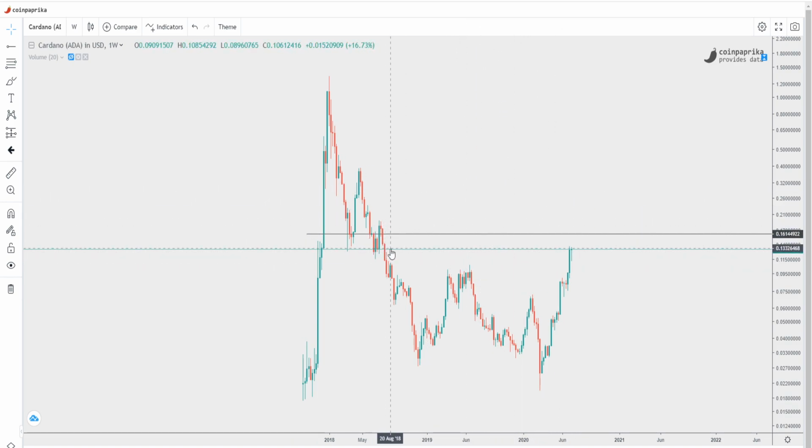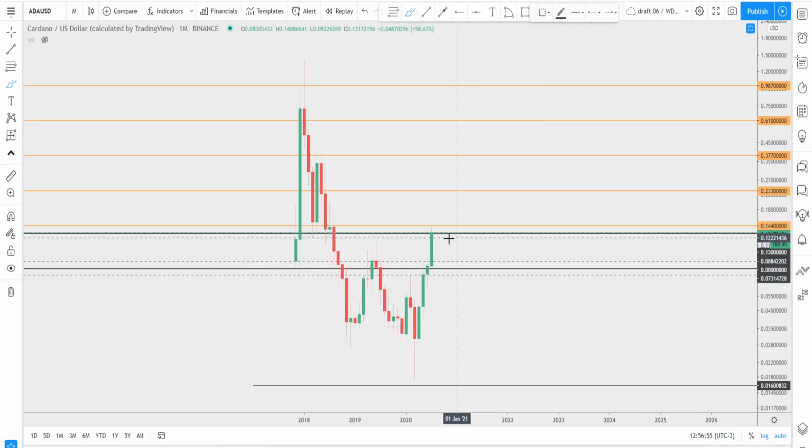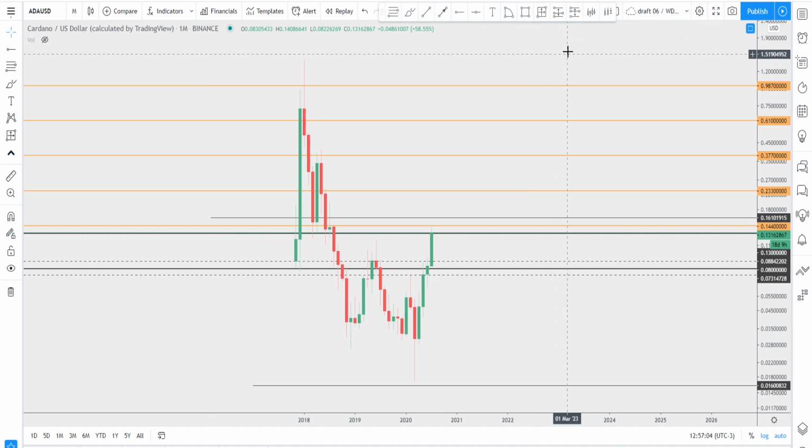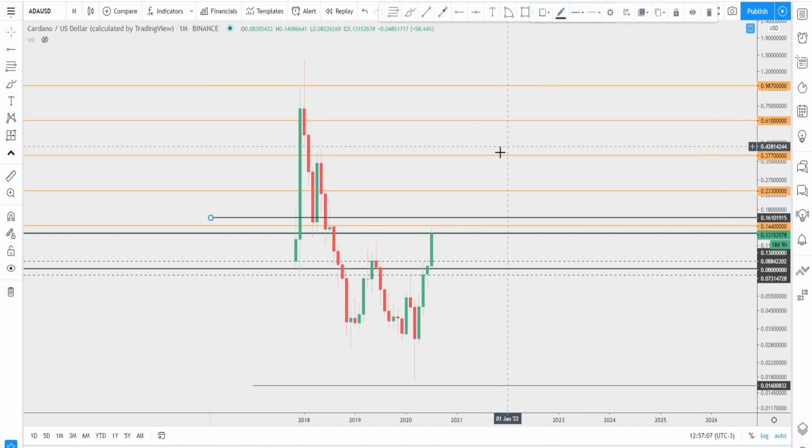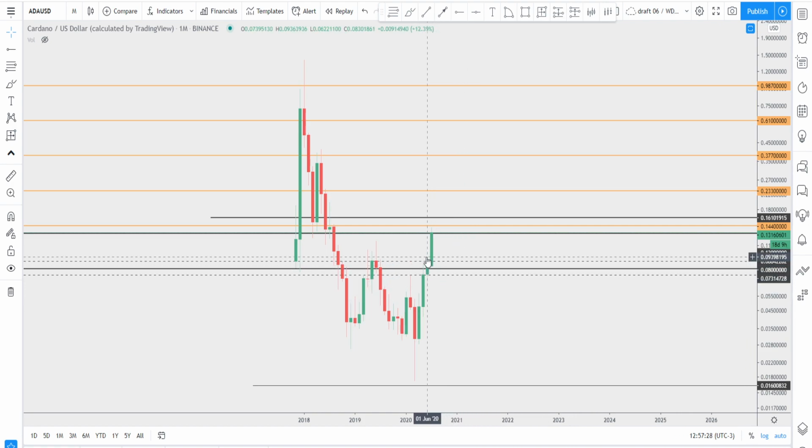And this is what we can call the battle of Midway. Once Cardano is able to close above this level, let's use the line here as well, draw a fatter line here. Okay, so as you guys can see, right now we have these three very key levels here, just like we had back in the day, very similar levels.